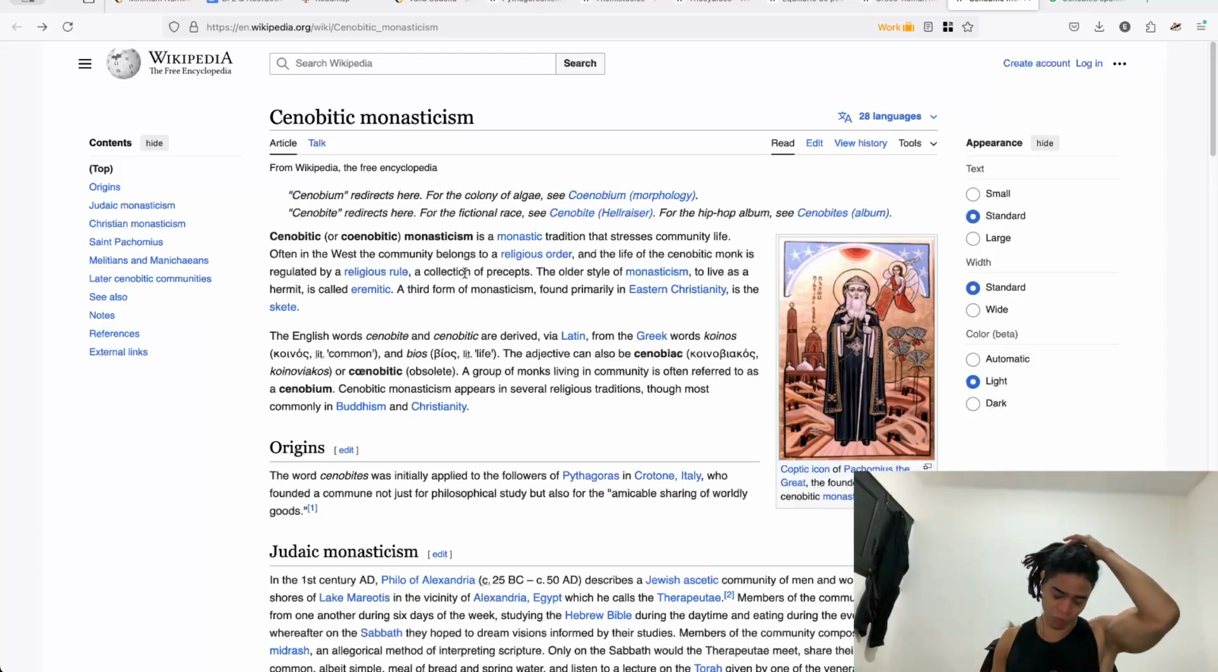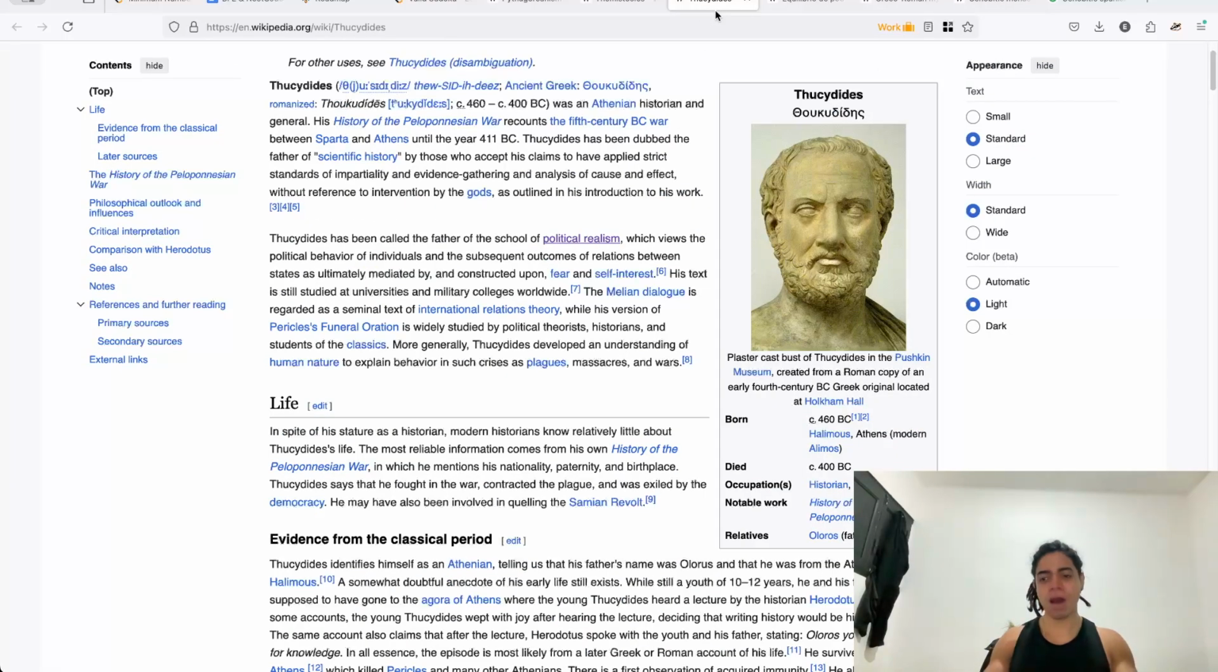And when you combine that with human nature, which is one of the things that Themistocles helped to see, to live a somewhat ordered life in Greece, to develop this realpolitik or political realism, which focuses on how we as humans are moved by fear and self-interest, or how individuals and states relate to each other and construct upon fear and self-interest.